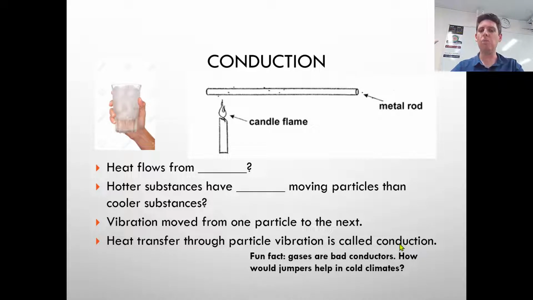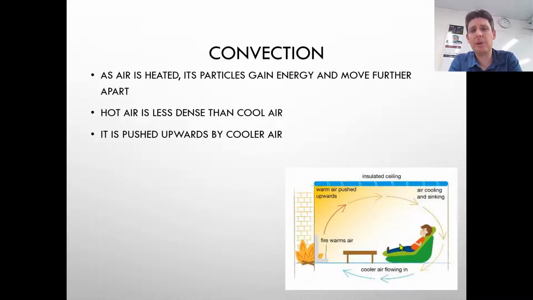So how would a jumper help you keep warm in a cold climate? If you want the answer to that one, think about between your skin and the jumper, there's not a large amount of gas anymore. So the heat is vibrating and rebounding off the jumper, warming yourself up, keeping that hot air or that heat energy inside you. The next way to think about heat transferring is convection.